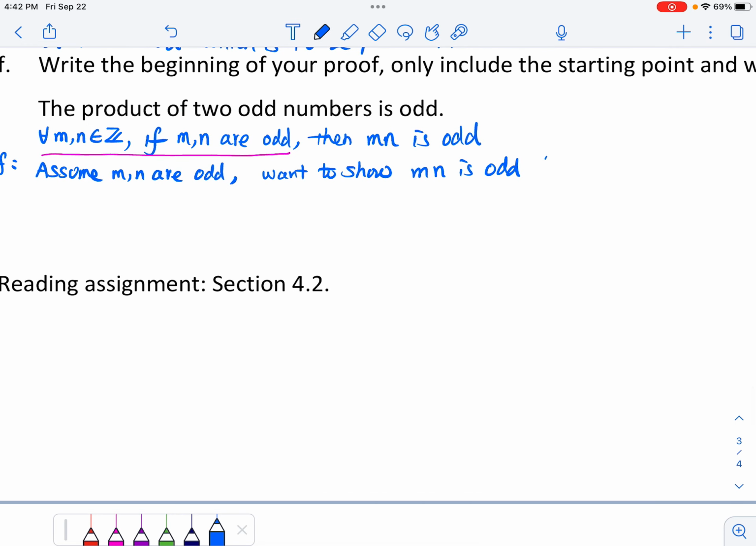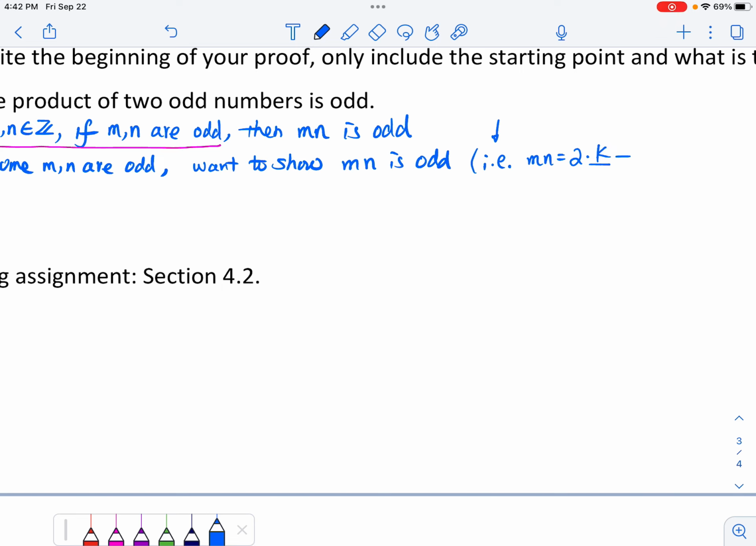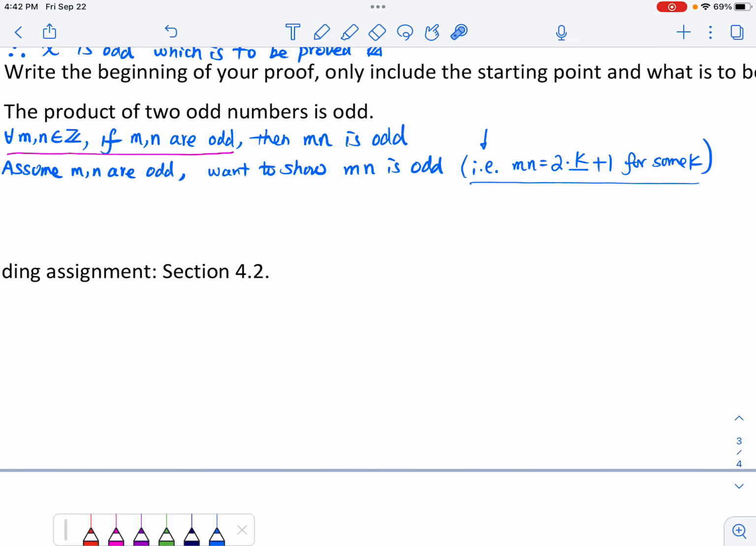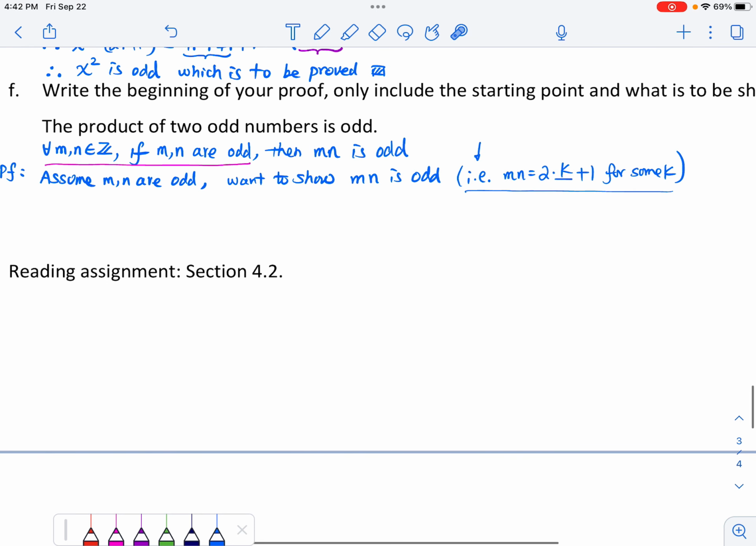In other words, I really encourage you to translate what it takes for this to be true. So in other words, mn is equal to 2k plus 1 for some integer k. This is really a good reminder of what you need to get to. All right, I feel like this question is a very good one for you to practice the proof. Strongly encourage you to continue.